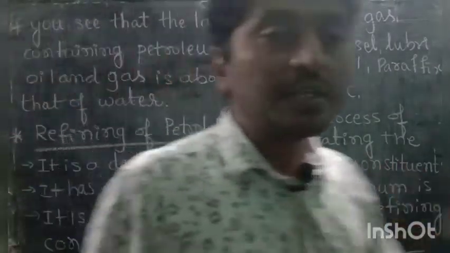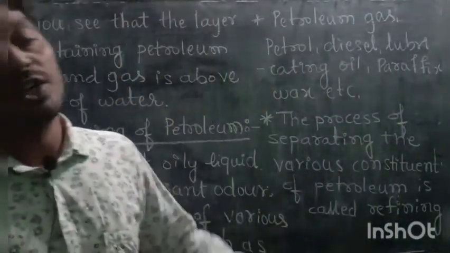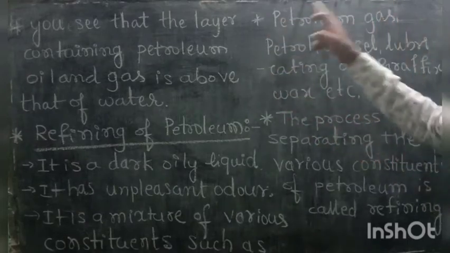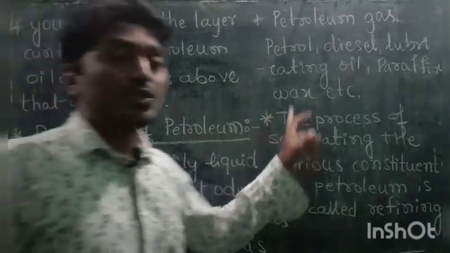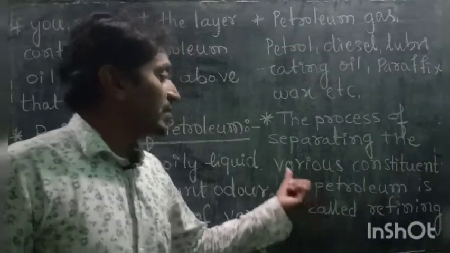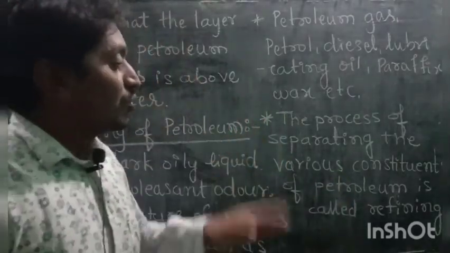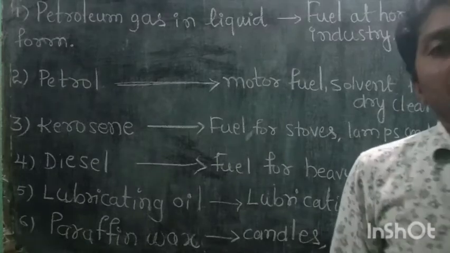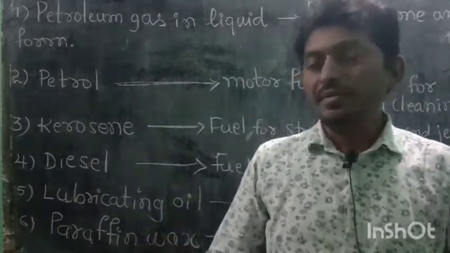Petroleum has various constituents such as petroleum gas, petrol, kerosene, diesel oil, and also wax, paraffin and lubricating oil. These are the very important constituents of petroleum. So what is the refining of petroleum? The process of separating the various constituent particles from the petroleum is called the refining process. This refining process is carried out by a device called a petroleum refinery. It's a very important process.